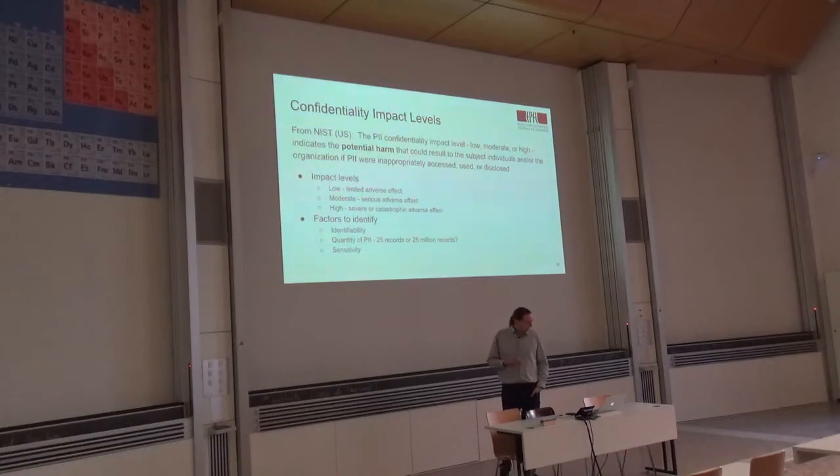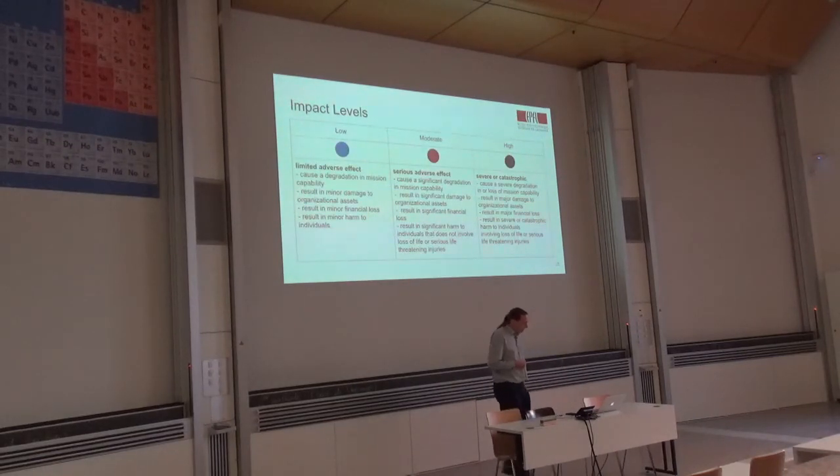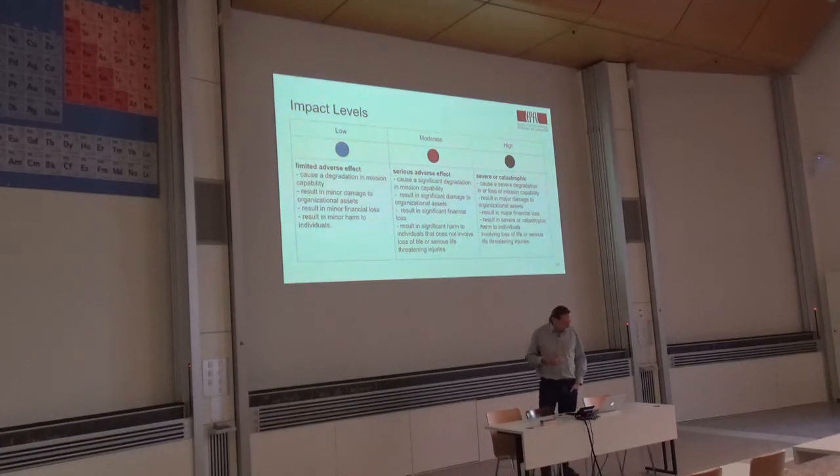There are also factors such as, well, how identifying is the information? What is the quality? What is the quantity of it? How many records get leaked? Is it 25 or 25 million? And the sensitivity of each record. So, here are some of the guidelines that you can find in these kinds of systems.